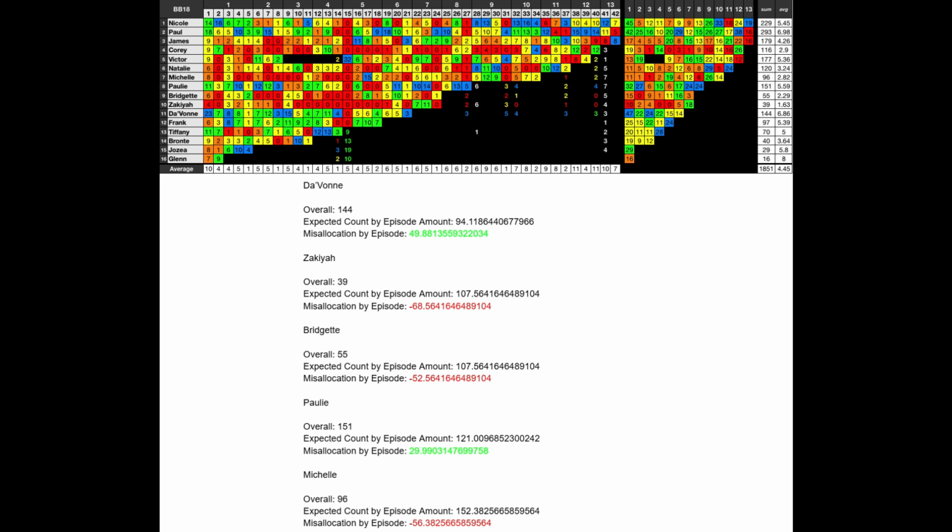Zakia got 39 diary rooms throughout the season, and her expected count by episode amount is 107.56. This causes a misallocation of negative 68, meaning that she's missing 2/3 of the diary rooms that she should have had. Things don't get much better for Bridget, as she got 55 diary rooms, and her expected count by episode amount is 107.56, causing a negative 52.56 misallocation, meaning that she's essentially missing half of the confessionals that she should have gotten if things were evenly distributed.